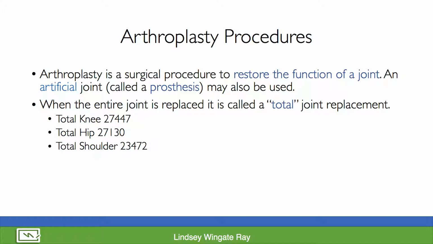You have a total knee, 27447, a total hip 27130, and a total shoulder 23472. Those are your most common total arthroplasty procedures performed. There are others for other joints in the body.